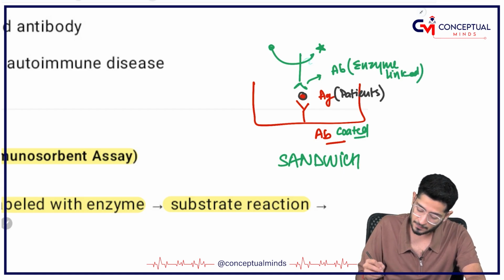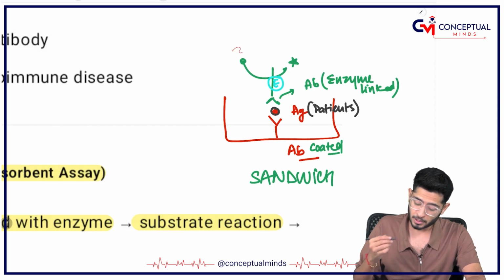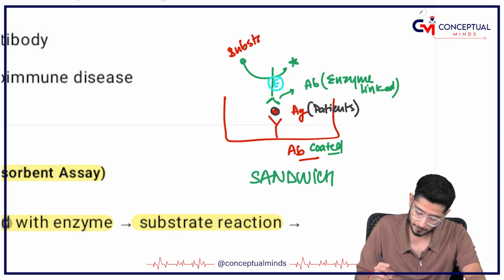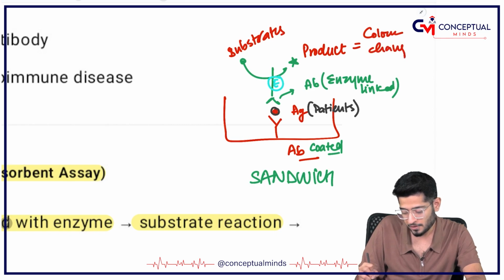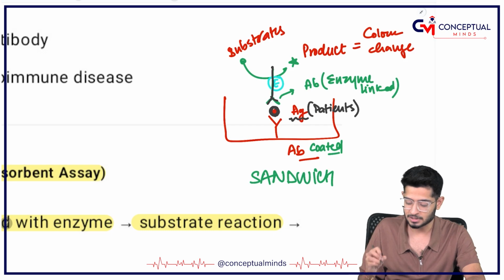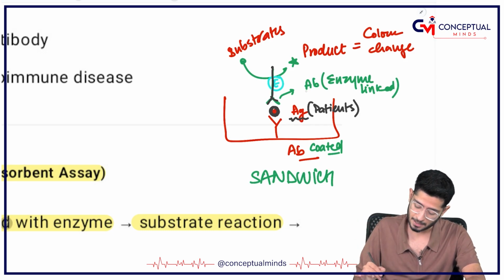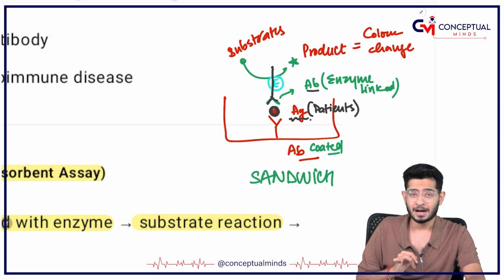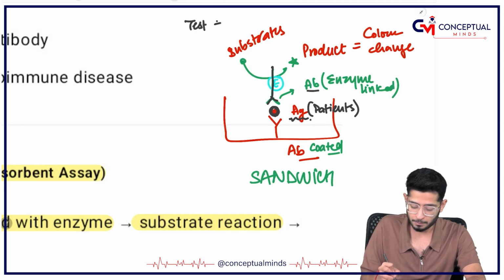Enzyme-linked antibody means it has got an enzyme with it, which has the power to convert some substrates into the product, and once these substrates are converted into the product, they are going to show the color change. So if the color change is happening, that means this antibody can react with this antigen, and that's why the color change is happening. You got it? Because the color change has happened, because this antibody has attached to this antigen, that is why the test is called positive.